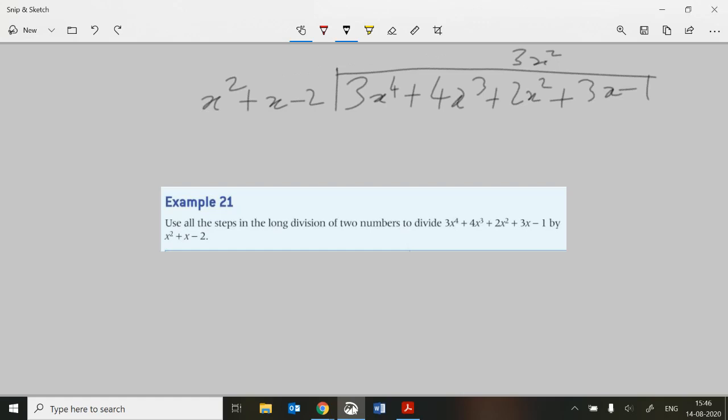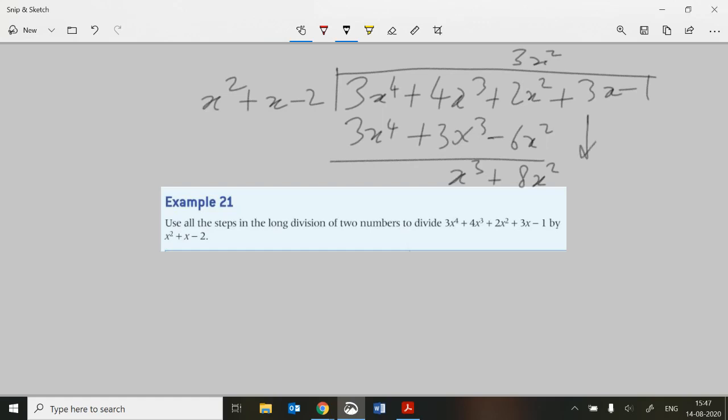So 3x squared times by this gives us back the 3x to the 4, which we're happy about. But it also gives us plus 3x cubed, so that's doing this times by this. Now when we do 3x squared times by minus 2, we'll end up getting minus 6x squared. Now, just like with long division, we're going to do a subtract here. So this and this leave us with nothing. When we subtract those two lines, 3x cubed away from 4x cubed leaves us with x cubed. And plus 2x squared take away minus 6x squared gives us plus 8x squared.